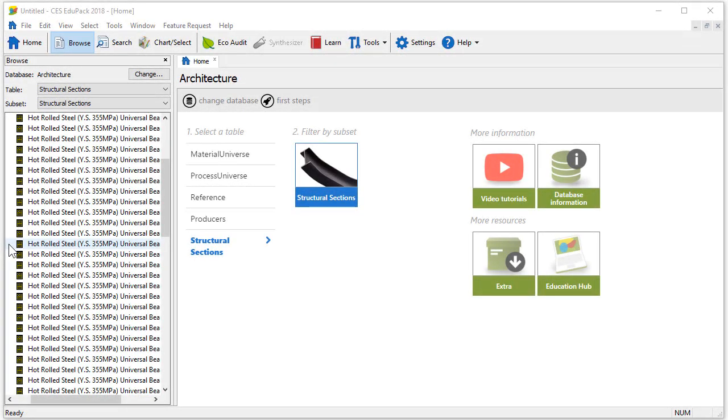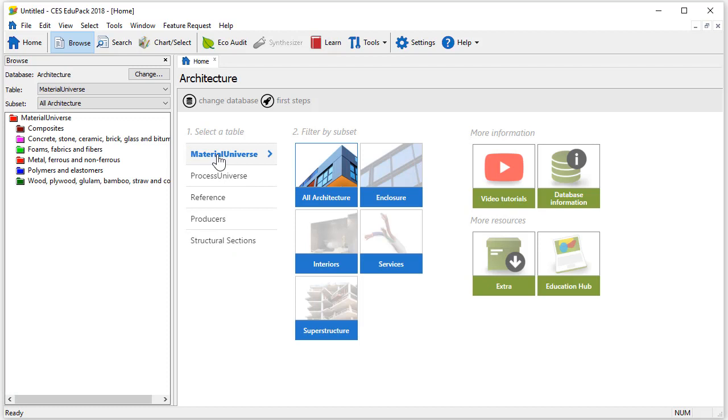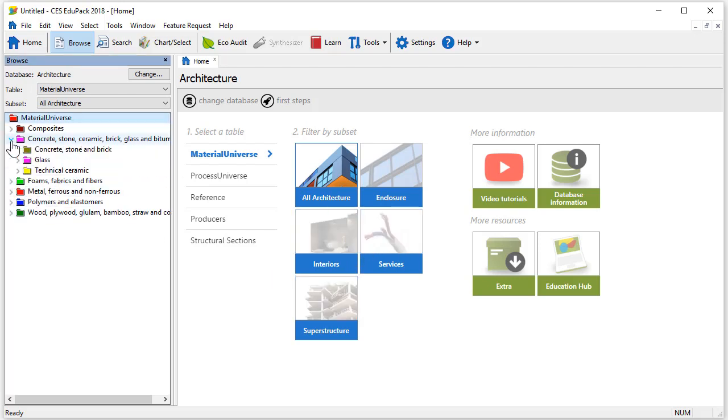Let's go back to the material universe by clicking here. Note that the subsets on the home page, as well as the tree structure in the left panel, have changed. By default, the All Architecture subset is selected, but you could also focus on materials relating to enclosures, interiors, services, and superstructures. So, let's browse to a record.